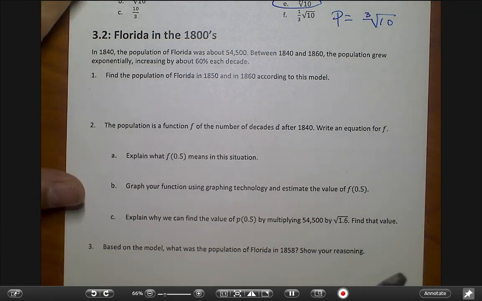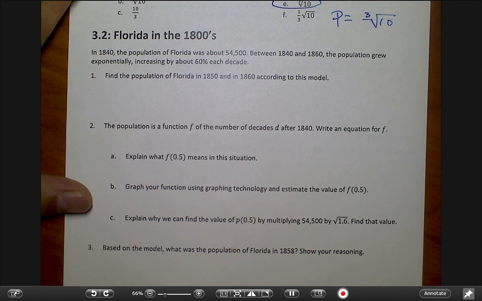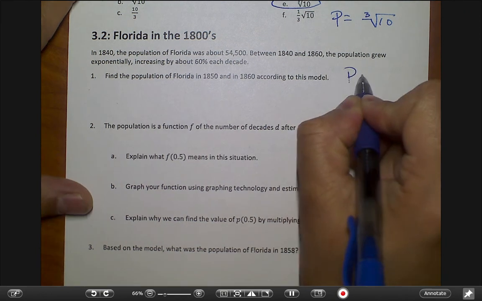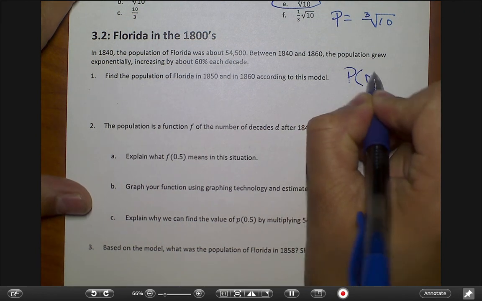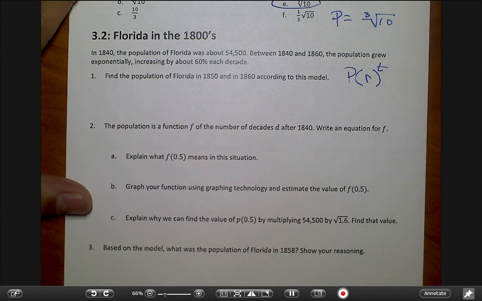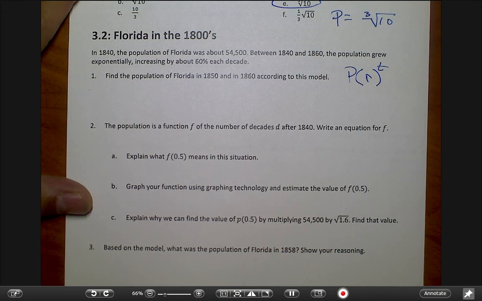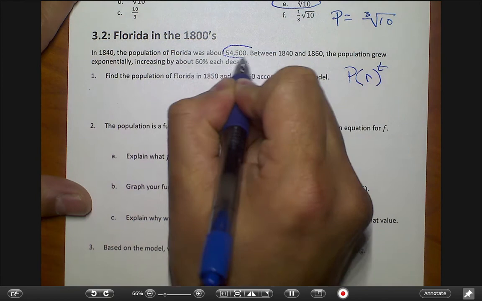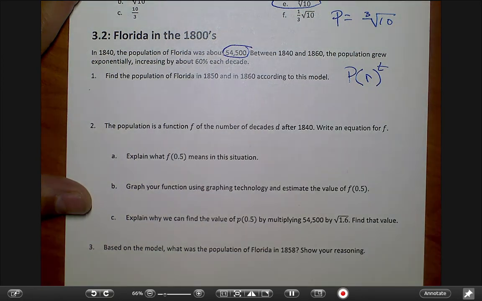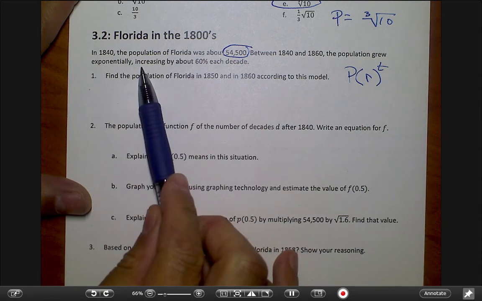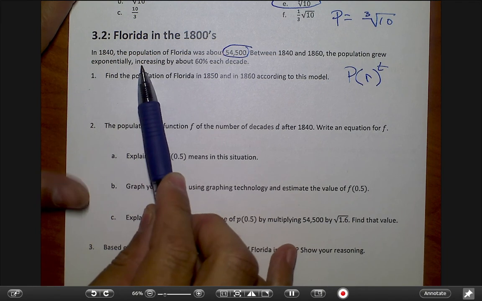All right, so let's take a look. So it's going to be the same type of formula, right? So I'm going to have P times R raised to the T. So let's go through and look at my information here. What's going to be my initial amount? 54,500. Okay, my R. Now, it says right here, it is increasing 60%, right? 60 over 100.